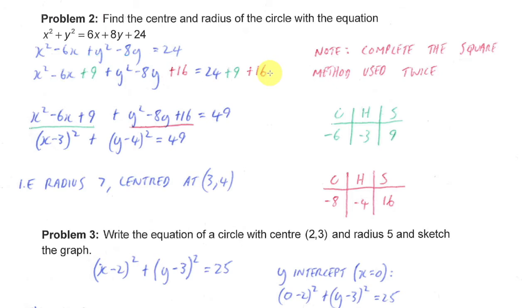So what do I have now? I've got a perfect square here, and I've got another perfect square there. Adding all these together gives me 49. And so now, this perfect square can be factorized to become (x − 3) squared. And this one can become (y − 4) squared, equaling 49. So what I know is that the radius of this circle is going to be the square root of 49, so 7. And it's going to be centered at x equaling 3, y equaling 4.